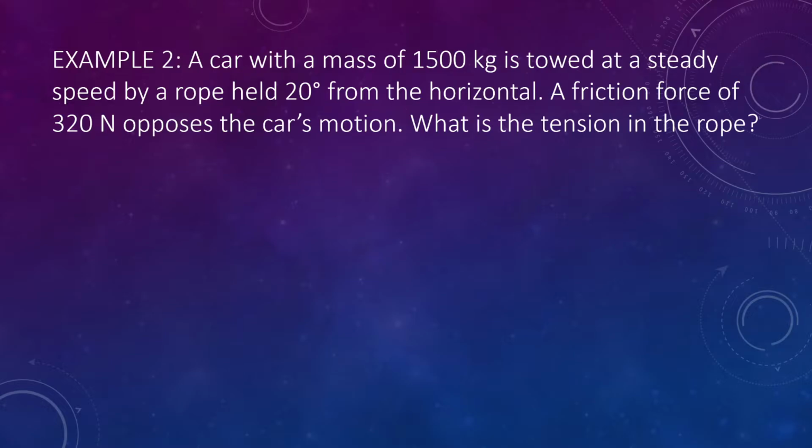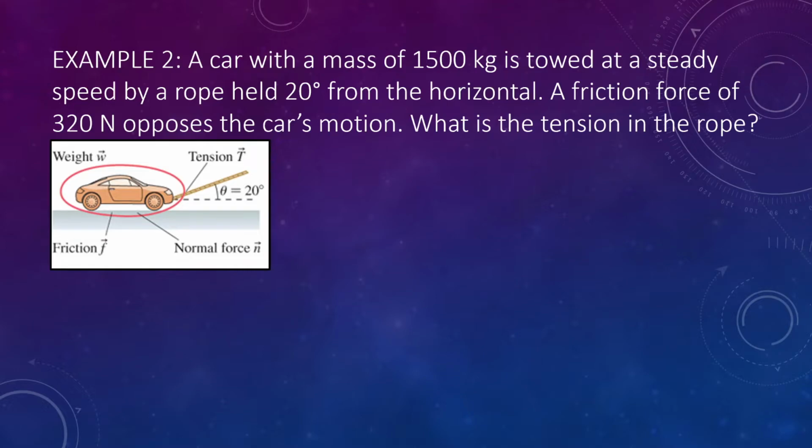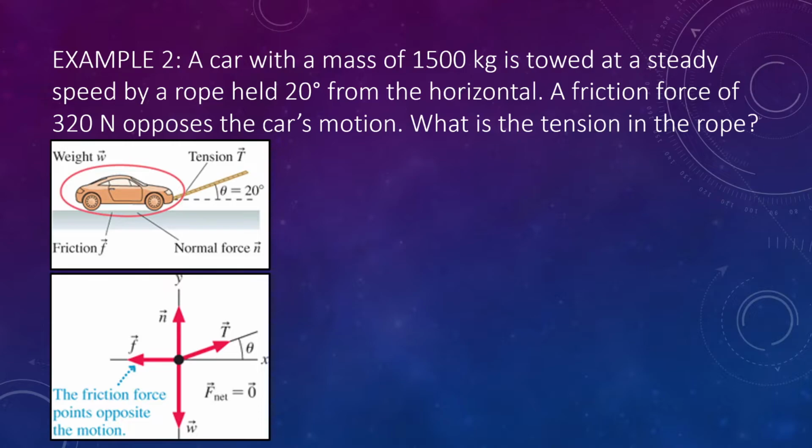So this is visually what the problem looks like. A car being towed with a rope. We have weight, normal force, tension, and friction all acting on this car. So now let's think about how to draw the free body diagram. Weight always points straight down. Normal force always points straight off the surface. Tension points in the direction of the rope, which is up and to the right. And friction opposes the car's motion, so it'll point to the left.